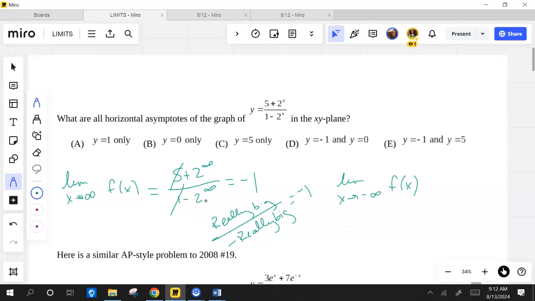Same thing on the other way. So now as I go to negative infinity, I'm just going to ignore these right now. I know they're not going to do anything. 2 to the negative infinity over -2. Remember what negative exponents do, which doesn't really matter in this case.